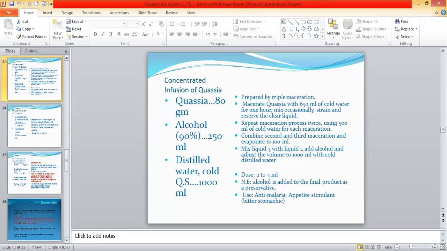What are the uses of a concentrated infusion of kasha? It is used as an antimalarial and also as an appetite stimulant. Those patients who do not feel hunger and who do not feel an appetite to eat something, for those patients it is recommended.